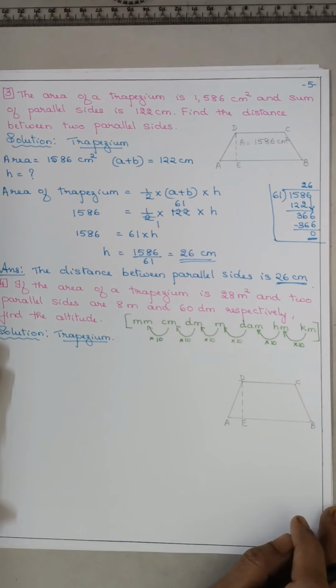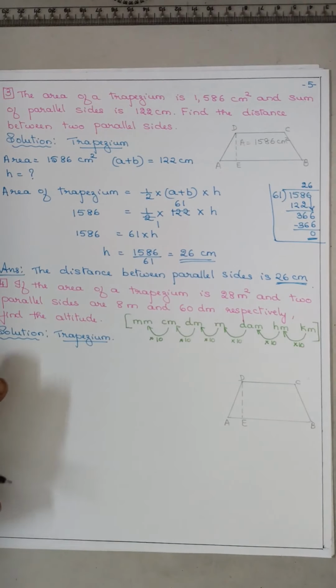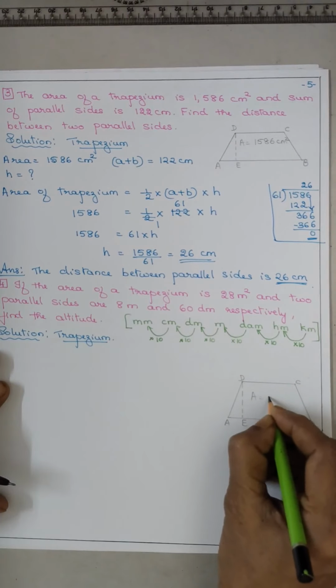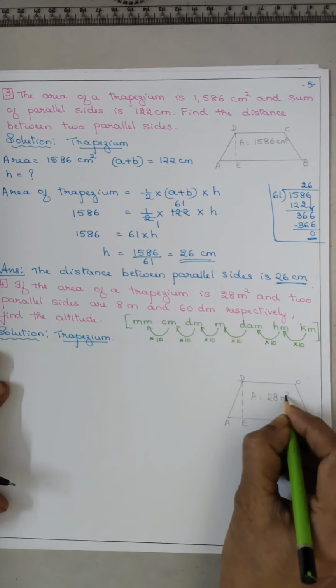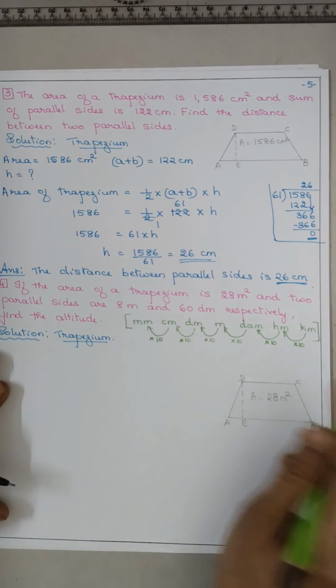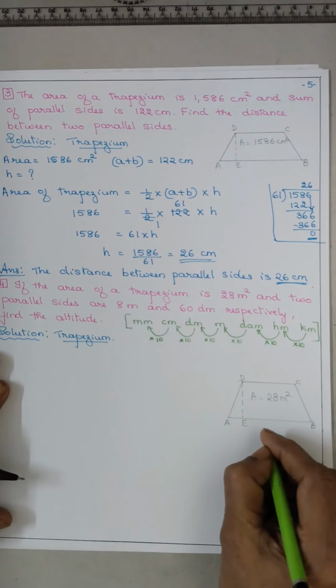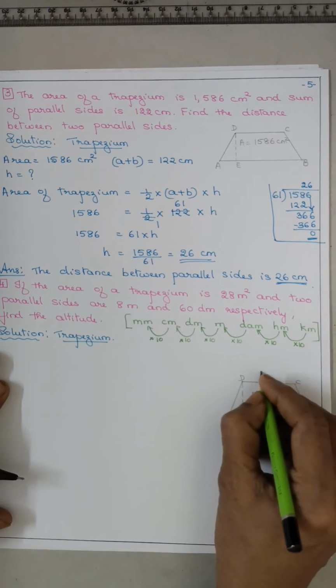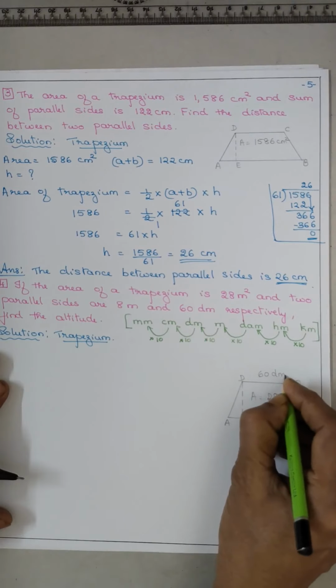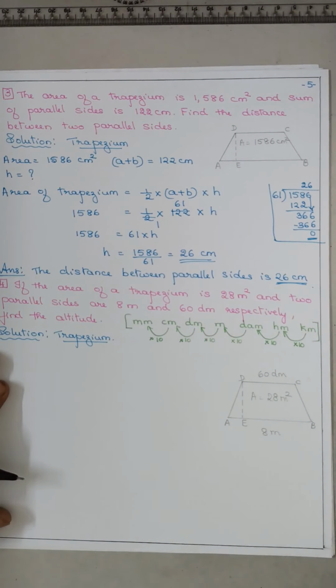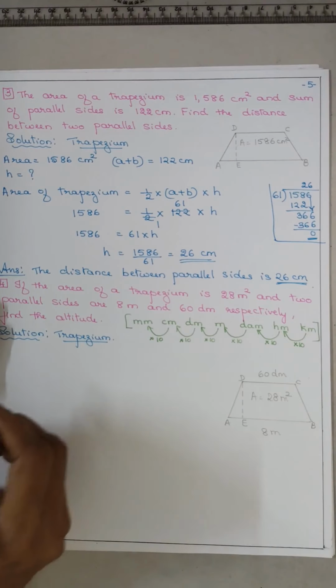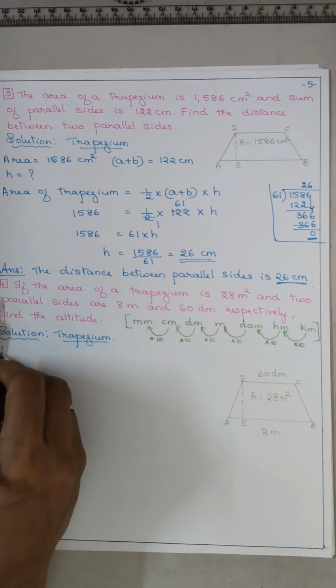If the area of the trapezium is 28 meters square, and the two parallel sides are 8 meter and 60 dm, find the altitude. Now, dm means decimeter. So it is not in meter, it is decimeter. So first write the solution.